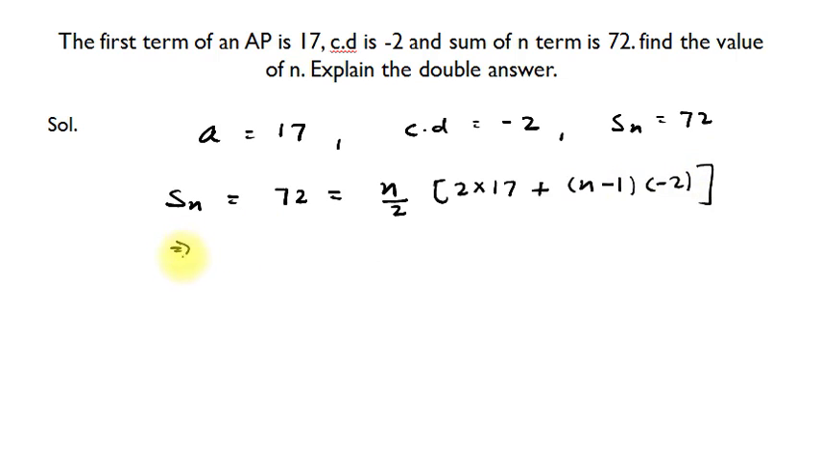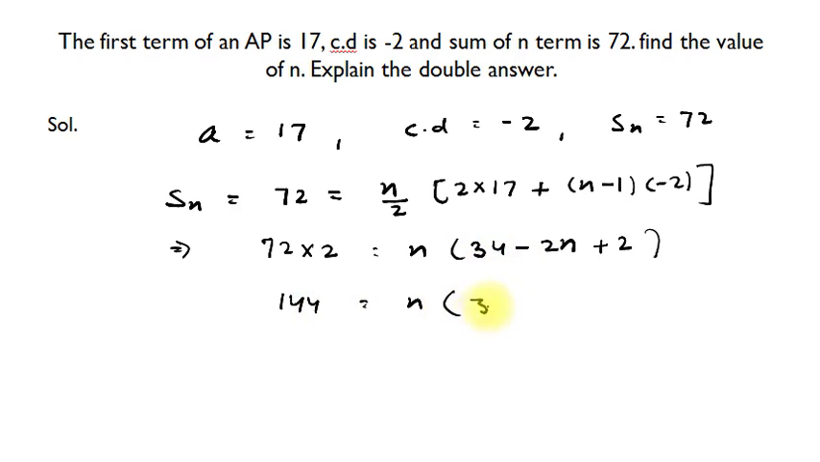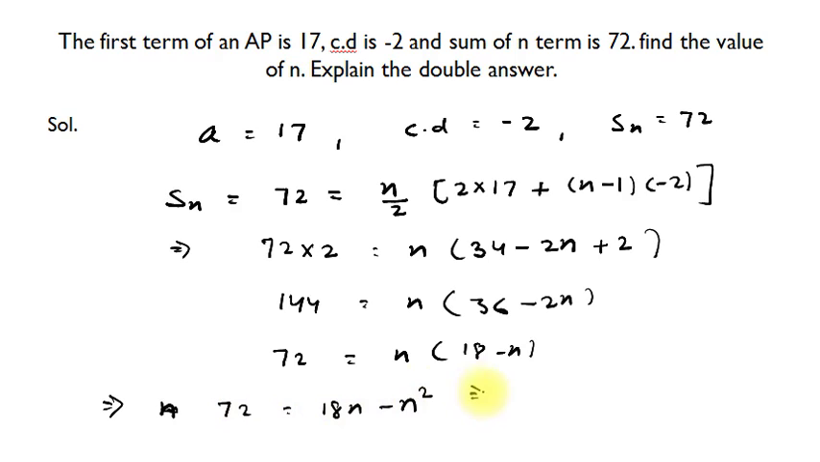So we can write here 72 multiplied by 2, that is 144, equal to n into 34 minus 2n plus 2, because if we multiply minus 2 with n minus 1, we have minus 2n plus 2. Now solving this, we have 144 equal to n into 36 minus 2n, and we get a quadratic equation. If we take 2 common, we can write 72 is equal to n into 18 minus n, as we take 2 as a common factor and cancel it out. So 72 is equal to 18n minus n square, and further we can write n square minus 18n plus 72 equal to 0.